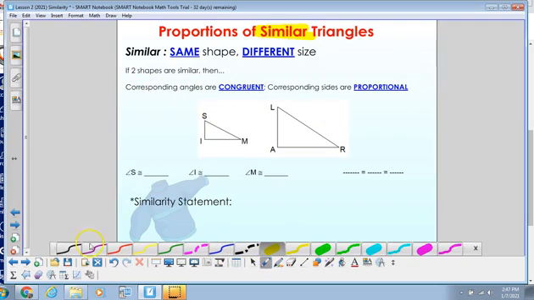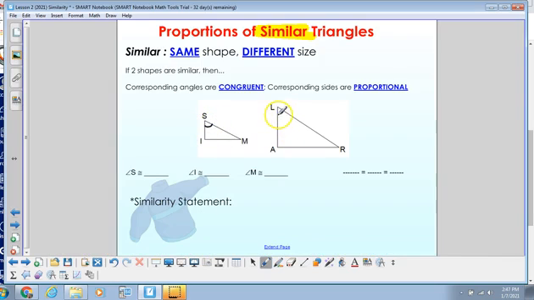Okay, so if the corresponding angles are congruent, take a look at these two triangles right here. They are oriented the same way. We can tell which parts match up with each other. Angle S matches up with L. These are corresponding. They are congruent. Angle S is congruent to angle L. Angle I and angle A match up.